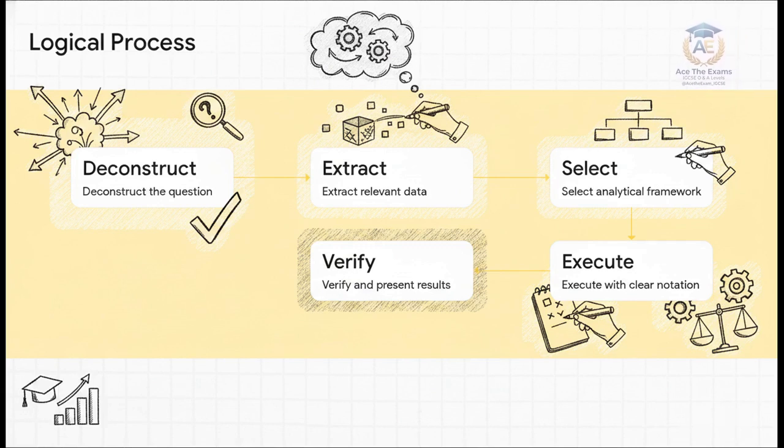Step 2. Extract the relevant data. Step 3. Select your analytical framework. Now, if Alex and Sam were debating this in a study suite, Alex might push for a purely factual approach here, while Sam might argue for a broader, conceptual perspective. But the framework unites them. Step 4. Execute with clear notation. And Step 5. Verify the results and present them. Building a bulletproof answer requires treating this like a rigorous professional process. You don't just start writing, you strategize first.